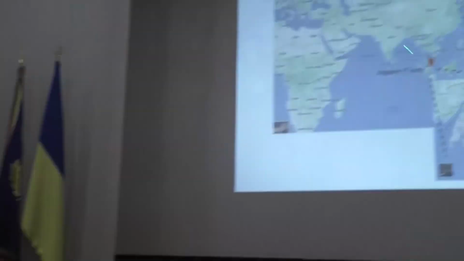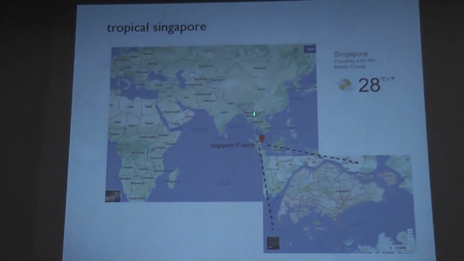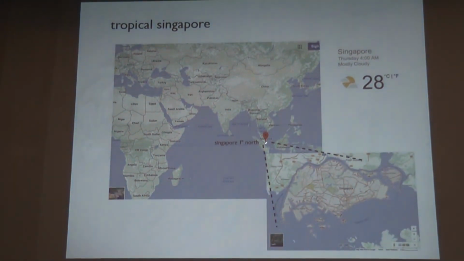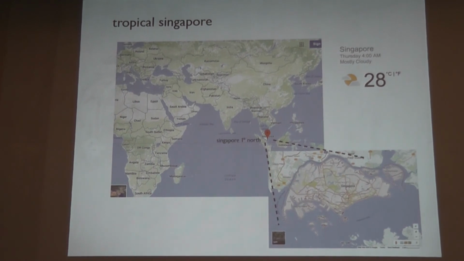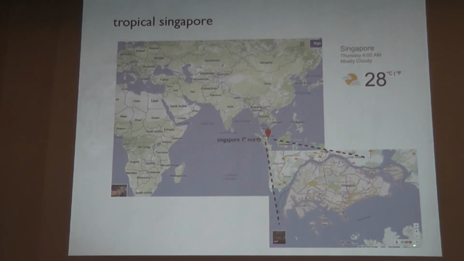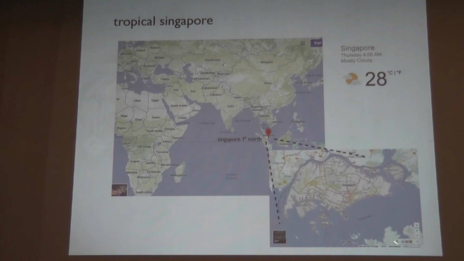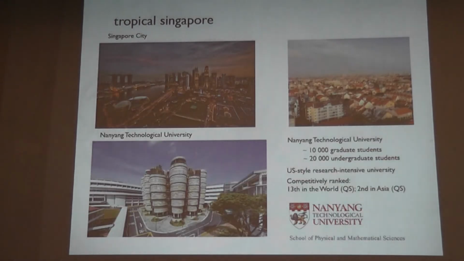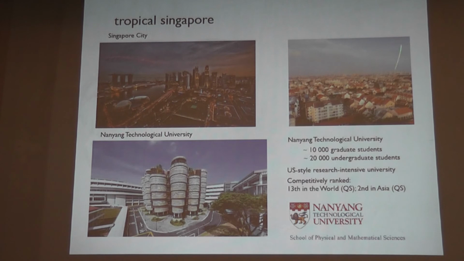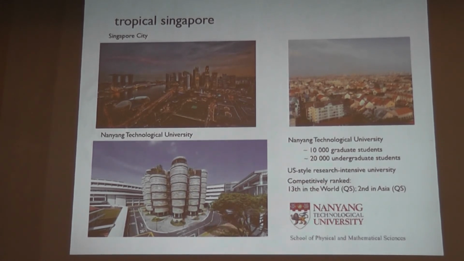But it's the tip of the Malaysian peninsula, Malayan peninsula down here. It's really small. The scale bar here is 5 kilometers, and that's 5 kilometers here. So it's really small. That's just all there is. It's a pretty cosmopolitan place. You have the city, you have lots of housing places. Nice blue sky. This is the university map with about 10,000 grad students, about 20,000 undergrads.